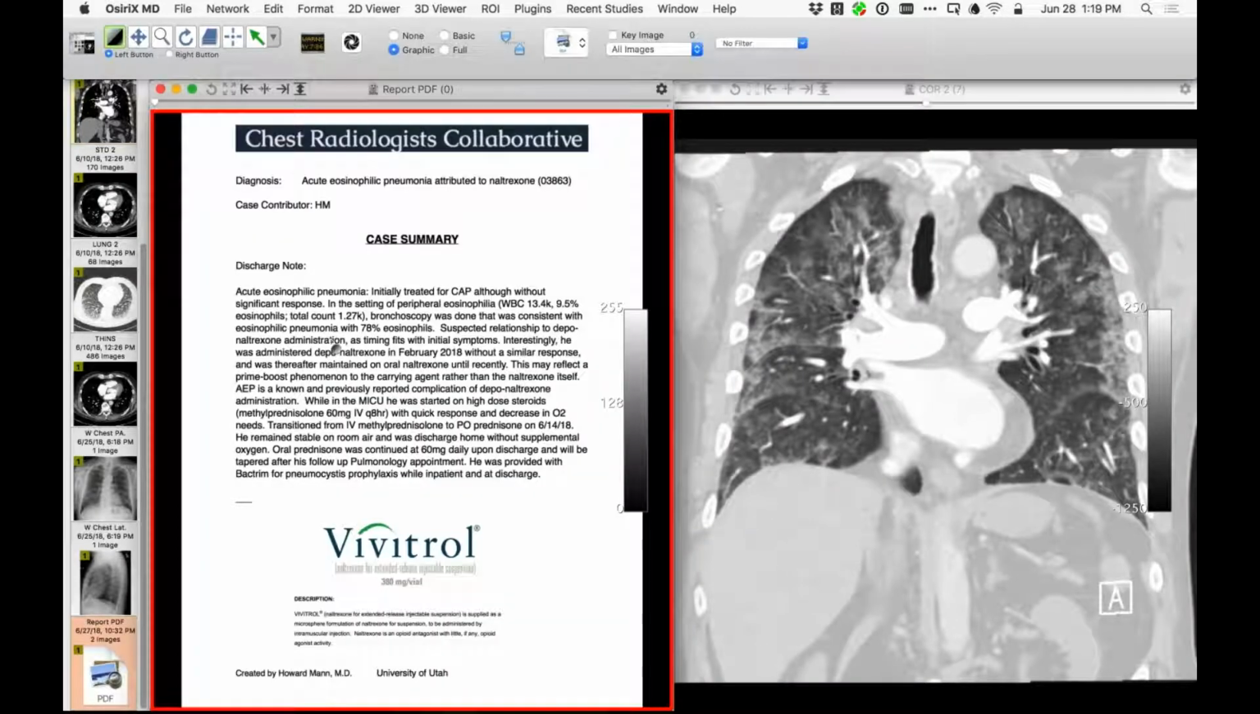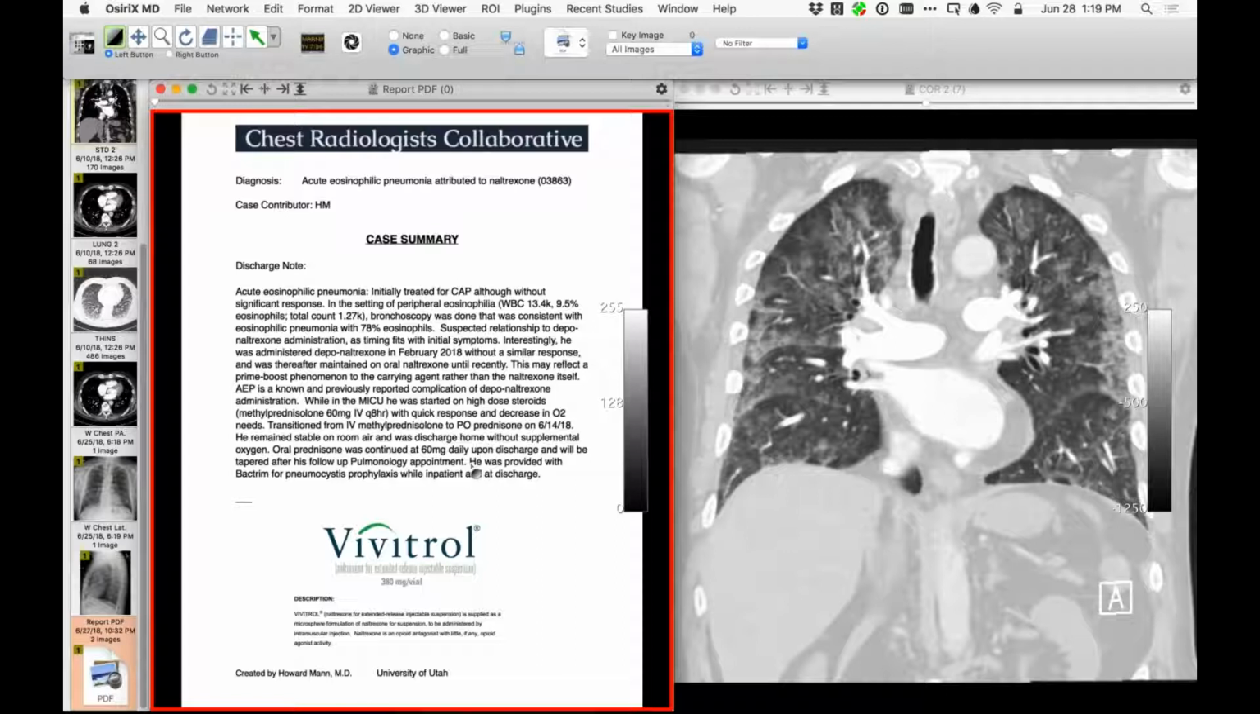So here is the information. This is a case in which we have acute eosinophilic pneumonia. So we have 9.5% EOs in the blood. We have 70% EOs in bronchial lavage. And because he had this drug called naltrexone sometime before, it was ascribed to naltrexone in the absence of any other potential etiology.